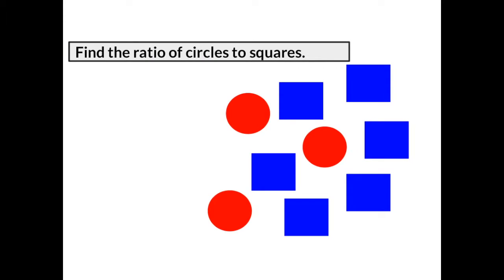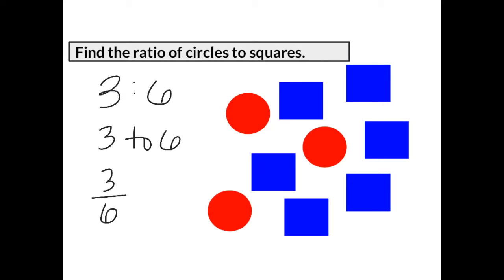Find the ratio of circles to squares. So we have 3 circles and 6 squares. So there are 3 different ways to write ratios. We can write it using a colon, we can write it using the word "to", or we can write it as a fraction. But it's important to always simplify our ratios.